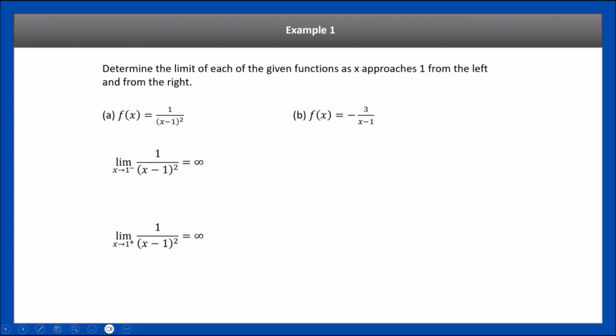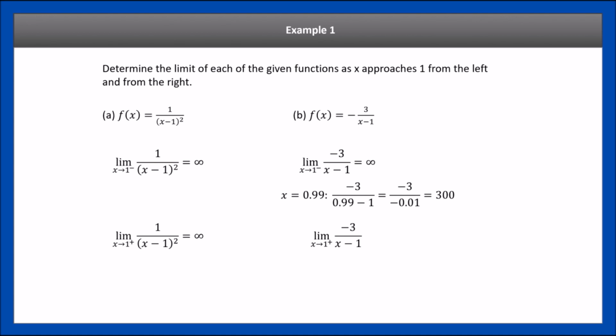Now for the function on the right, if we're going to do the one-sided limits, this time instead of plugging in 0.9, let's plug in a number even closer, 0.99. If we plug in 0.99, we get a value of 300, which is pretty big, and it's positive, so we're going to say it's positive infinity. Now if we approach 1 from the right, let's plug in a number such as 1.01, which is even closer than 1.1. We get a value of negative 300, so now it's negative. So now it's not only infinity, it's negative infinity.